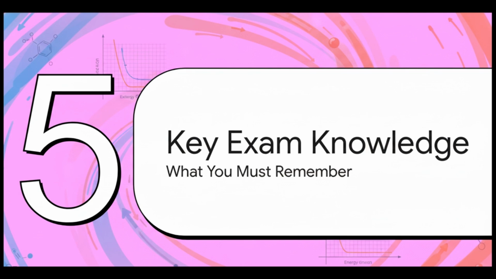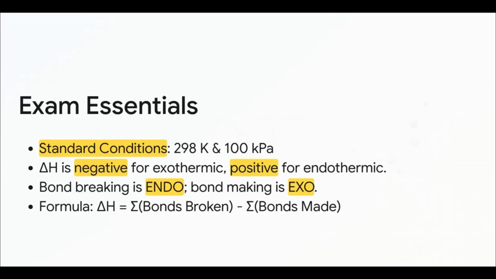Okay, theory's done. Now it's time for a rapid-fire rundown of exactly what you need to have locked in your brain for exam day. These are your absolute must-knows. First, standard conditions. That's 298 Kelvin and 100 kilopascals. You need to know these so we can make fair comparisons. Second, the signs. Delta H is negative for exo, positive for endo. Got it? Third, the bonds. Breaking is endo, making is exo. And finally, don't forget that formula. Delta H equals the energy for bonds broken minus bonds made.